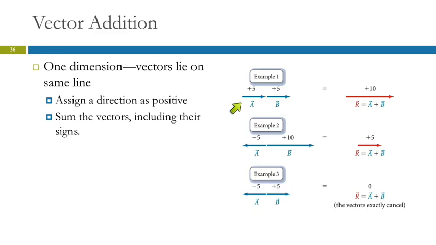In one dimension, the vectors lie along the same line, and they're either pointing to the right or pointing to the left, positive or negative, just like a number line. So here we have a +5 vector and a +5 vector. We add those together, we get +10. Here we have a -5 and a +10. When you add those together, you get a net vector going to the right, +5. Here we have a -5 and a +5. They're in exactly opposite directions and equal in magnitude, and so they add up to 0. Does that make sense?